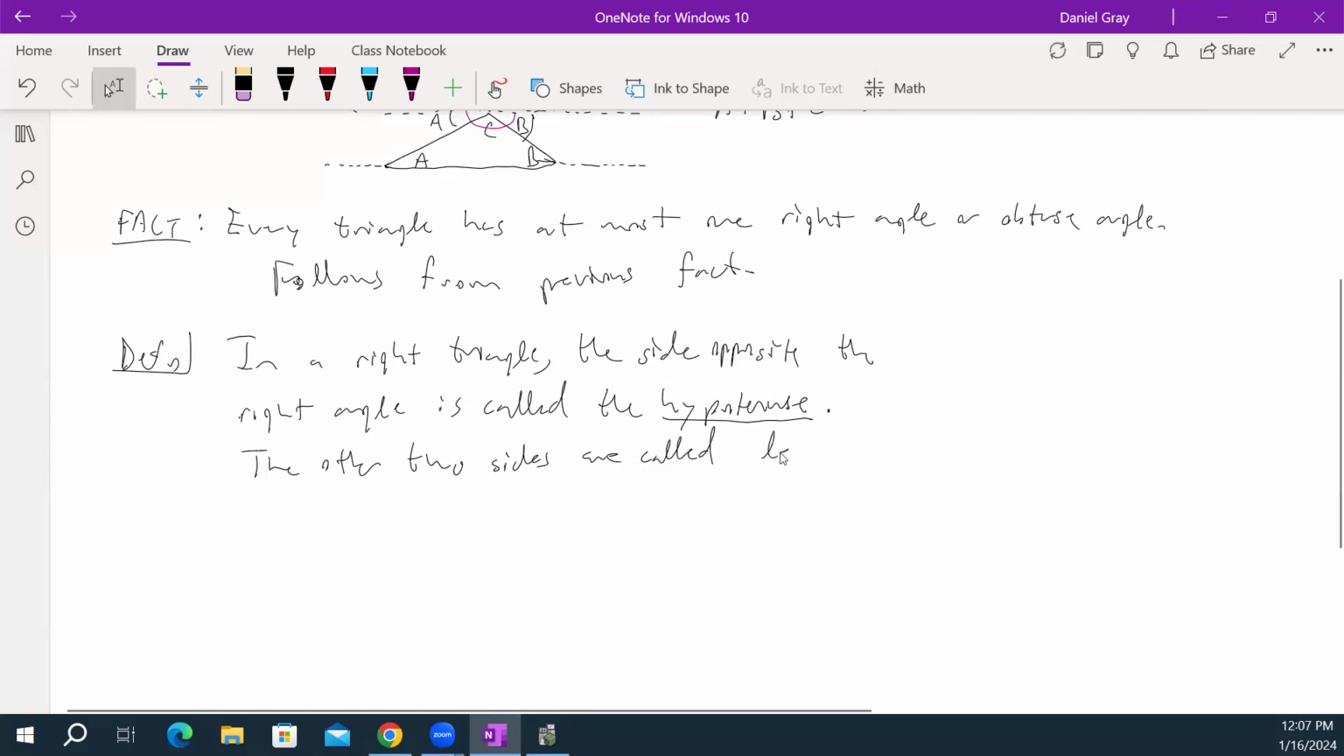So there we have it. Here's a nice picture for us. Here's your right angle. Here's your hypotenuse, HYP. This is a leg, and this is a leg. Again, nothing new.